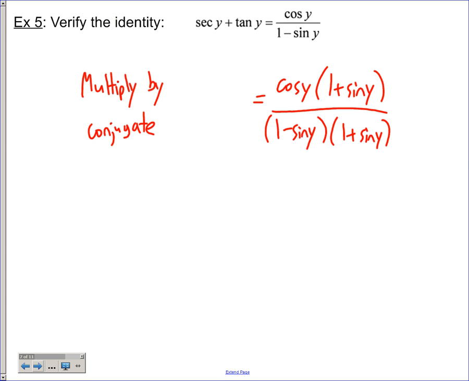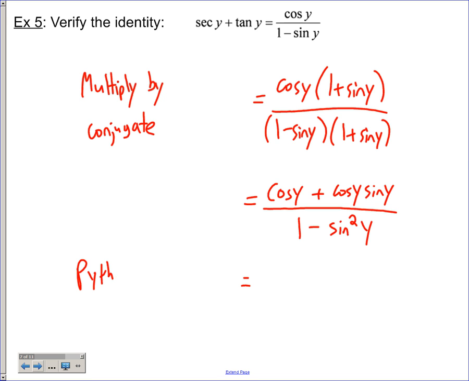Okay, now the reason we do that, we'll leave the numerator alone. We can distribute out the cosine if we want. So cosine y plus cosine y times sine y. And on the denominator, we see this difference of squares popping up. 1 minus sine and 1 plus sine turns into, if we FOIL it, 1 minus sine squared y. And then we can apply our Pythagorean identity to the denominator and turn that into cosine squared y.